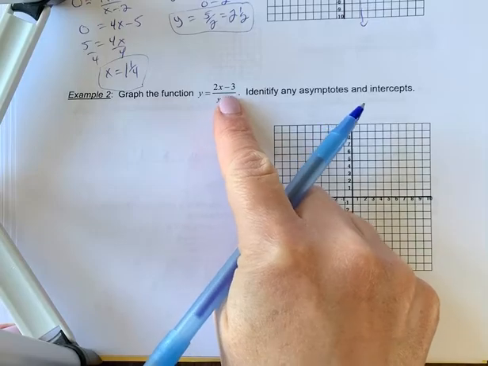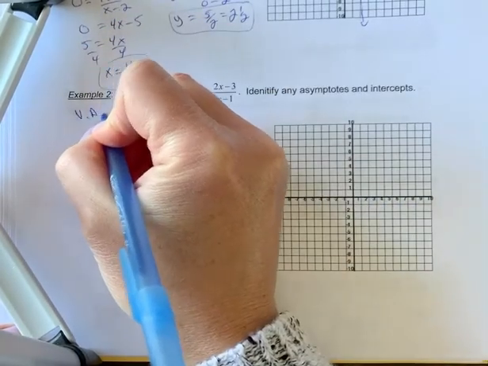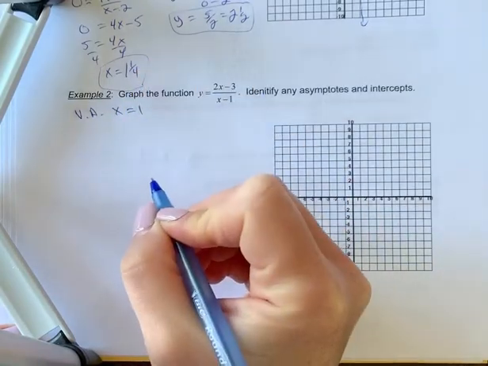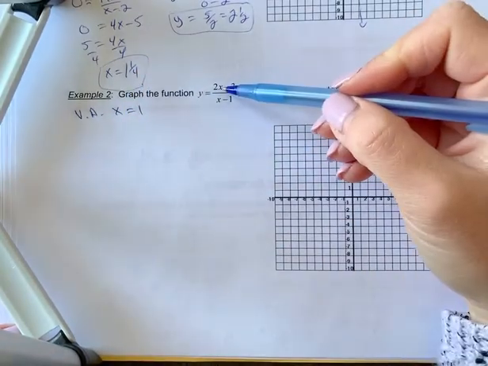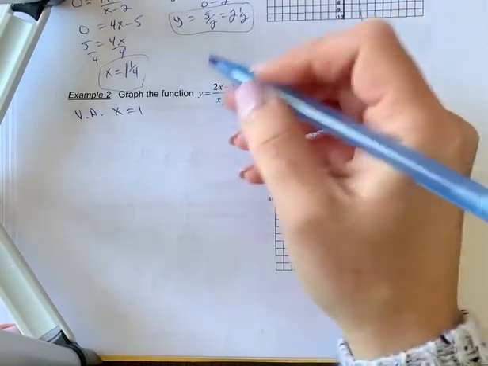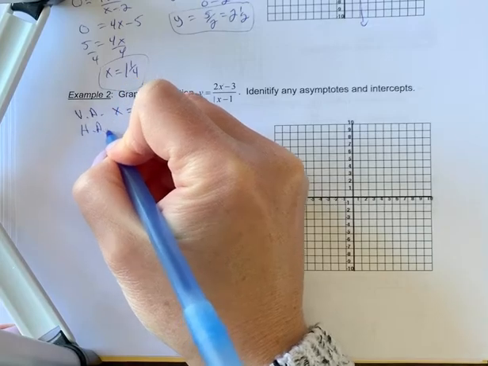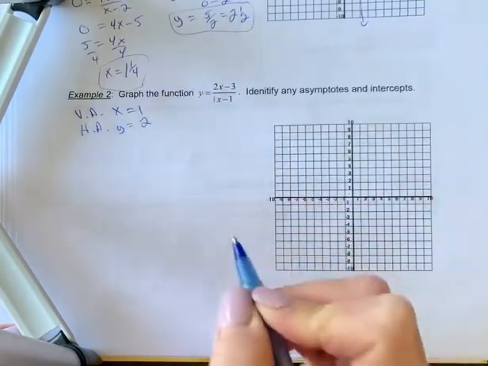I can tell that the non-permissible value would be x cannot equal 1. So I know I have a vertical asymptote at x equals 1. I then compare the degrees. The degree in the numerator is the same as the degree in the denominator, so it's the leading coefficients, 2 over 1. So the horizontal asymptote is y equals 2.